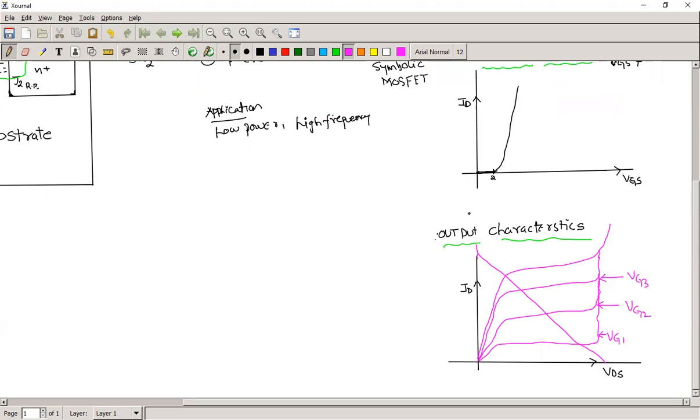Here we are getting 2 points. One is A, another one is B. A and B. The point A is representing the on state of the MOSFET. The point B is representing the off state of the MOSFET.